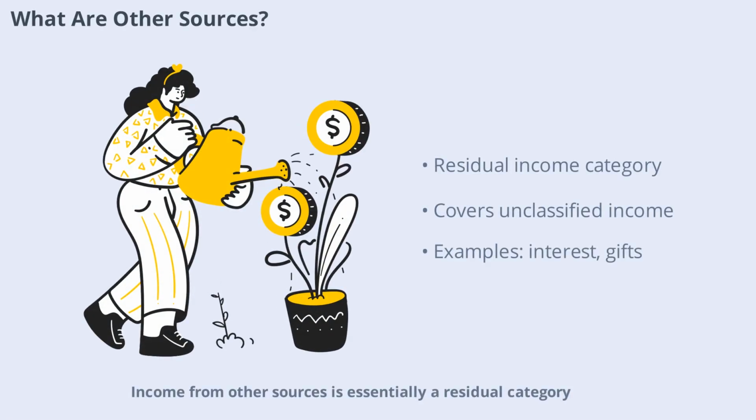Income from other sources is essentially a residual category. If a particular income cannot be classified under salaries, house property, business or profession, or capital gains, it is taxed under this head. This ensures that all forms of income are brought into the tax net, leaving no room for ambiguity. Common examples include interest income, dividends, winnings from lotteries, and certain types of gifts. This head acts as a catch-all, making sure that even unconventional or irregular incomes are taxed appropriately.